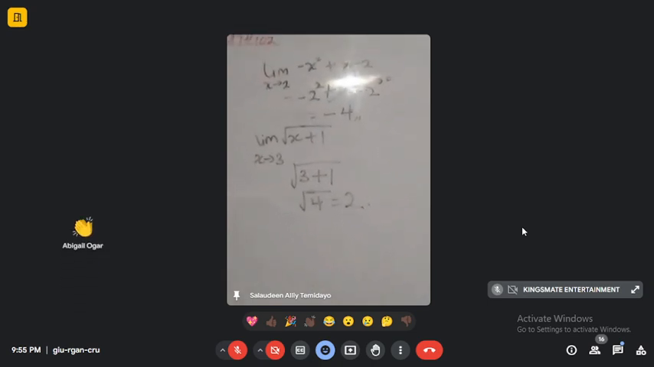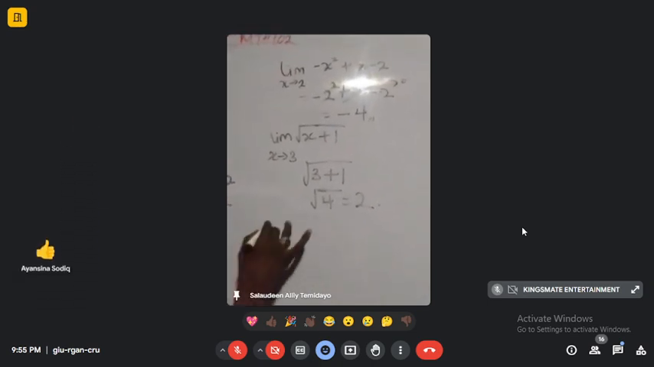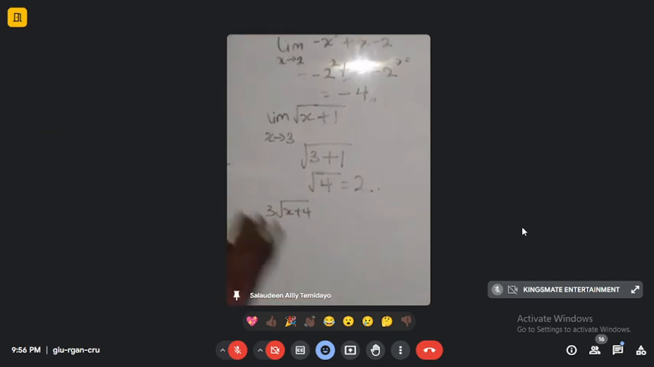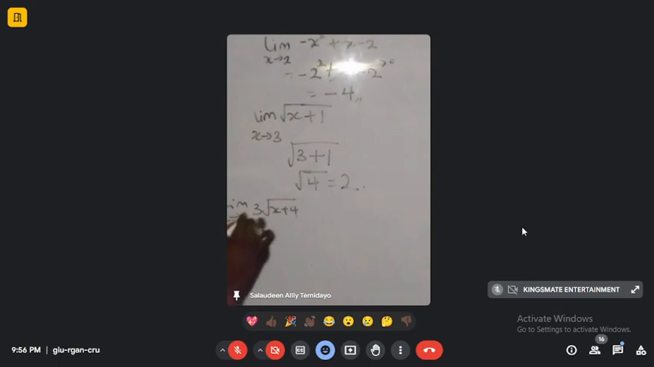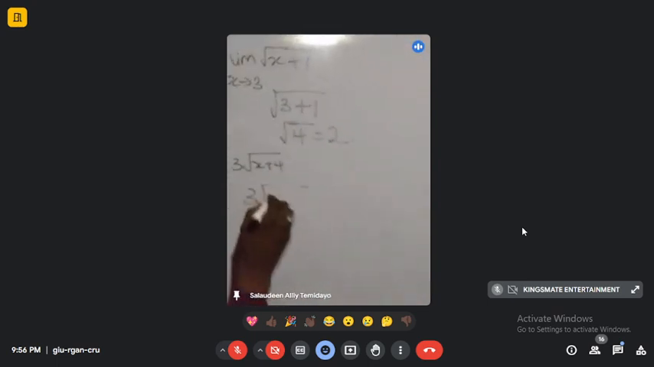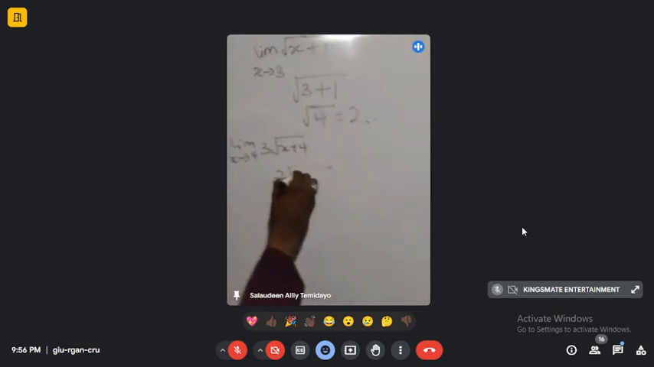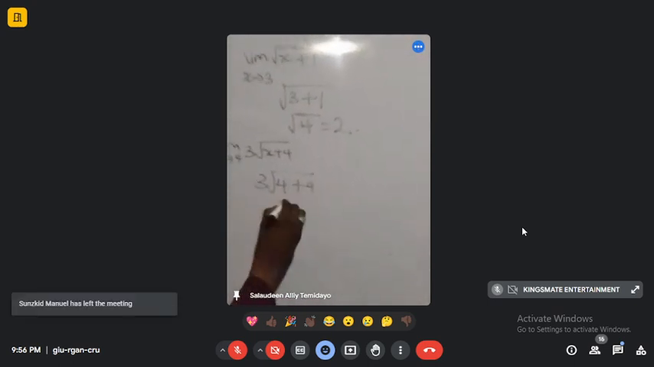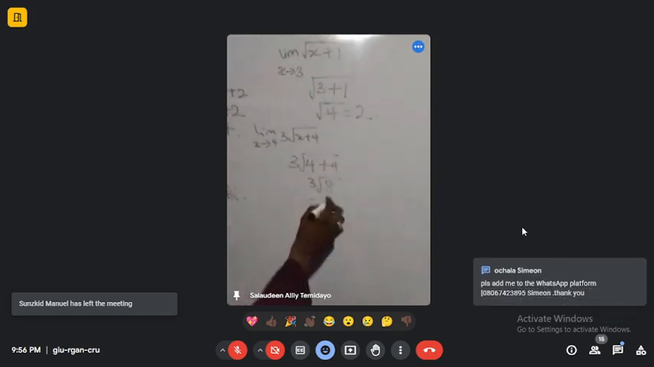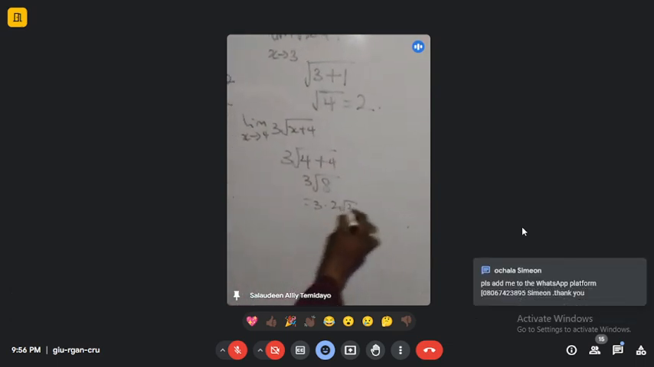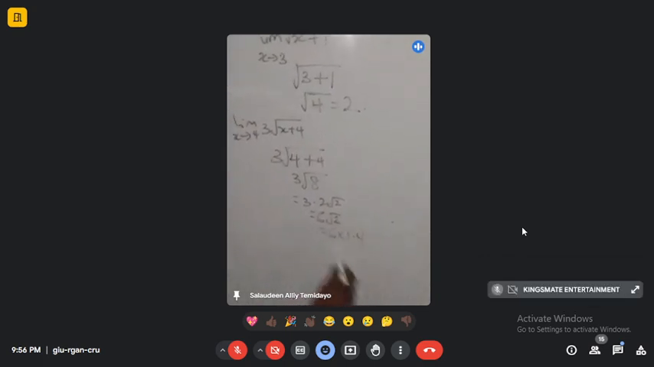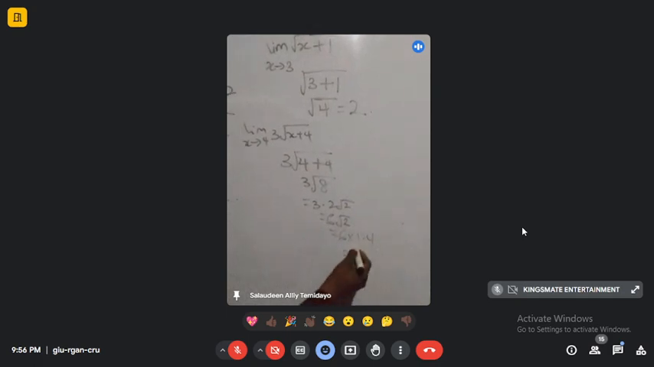The next one: limit 3 root x plus 4 as x approaches 4. So that is 3 root x plus 4. x is 4, so 4 plus 4. This is 3 root 8. This is going to give me 3 times 2 root 2. This is 6 root 2. That's 6 times 1.4.